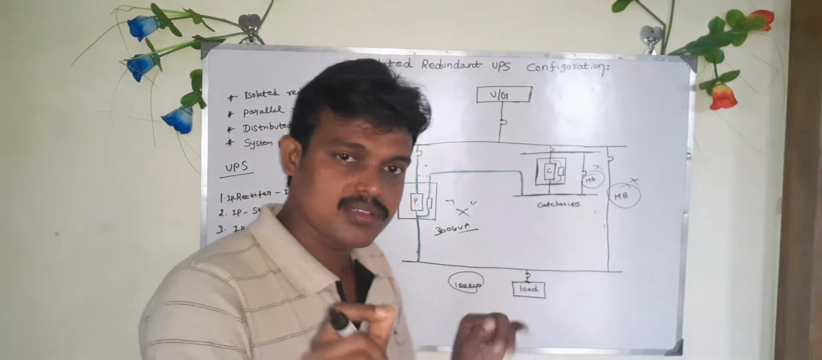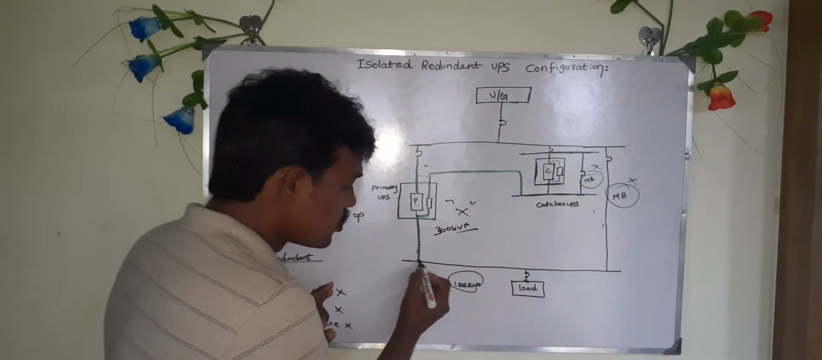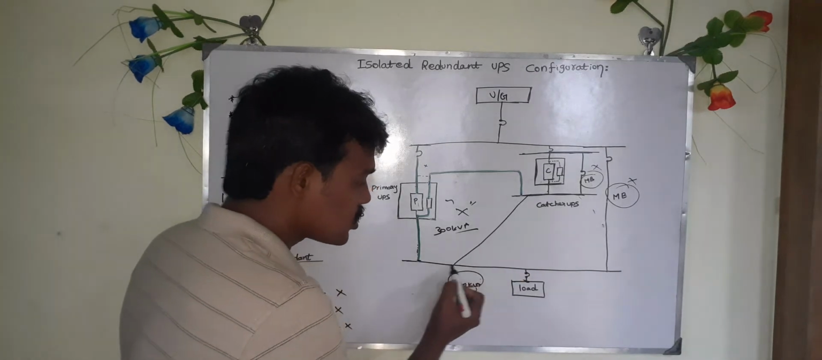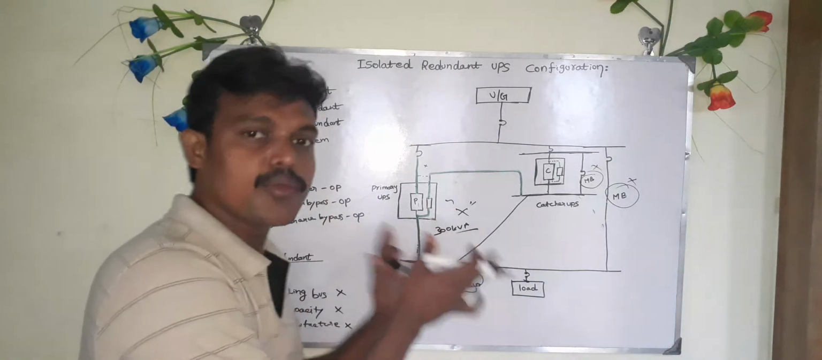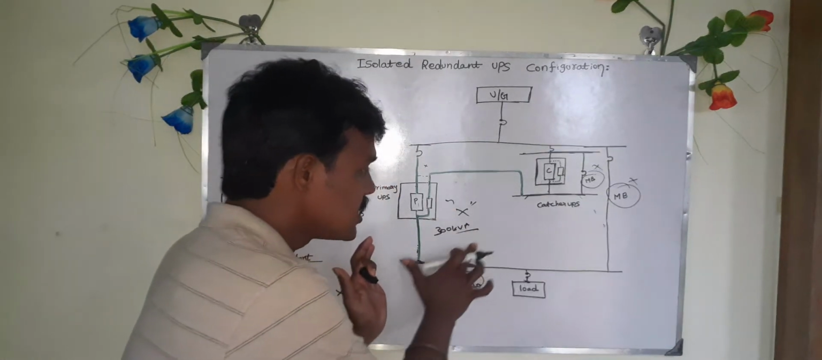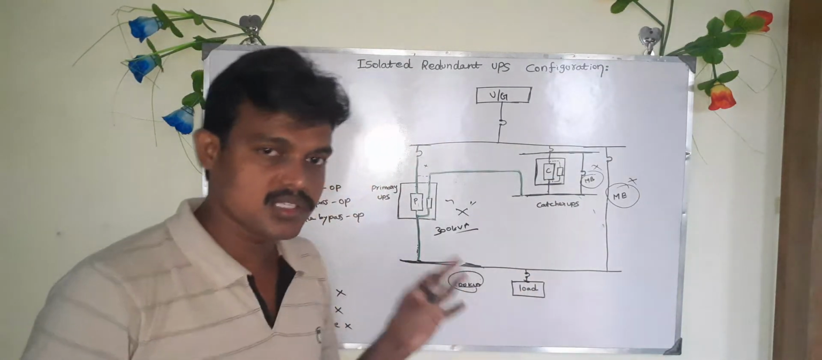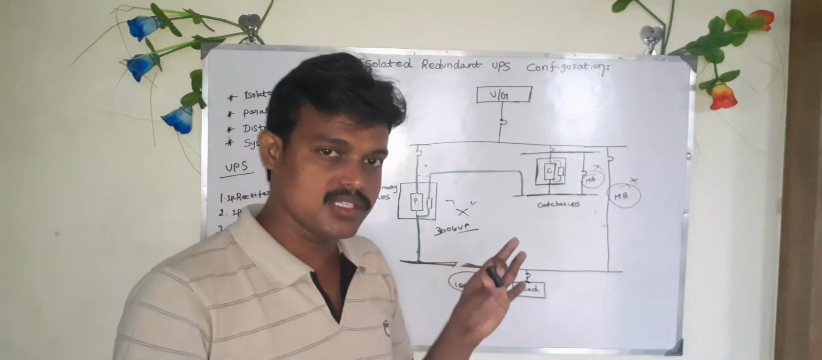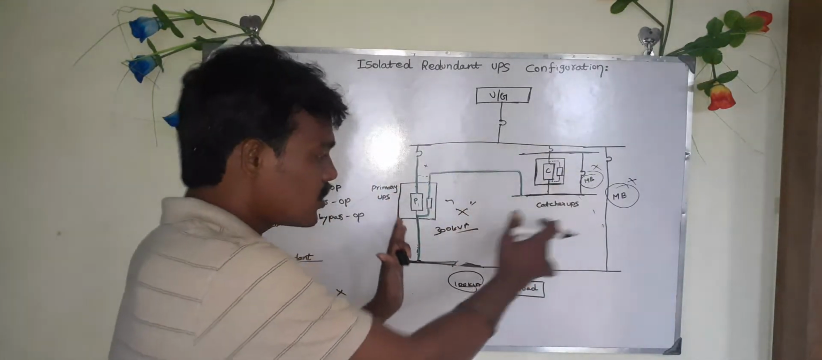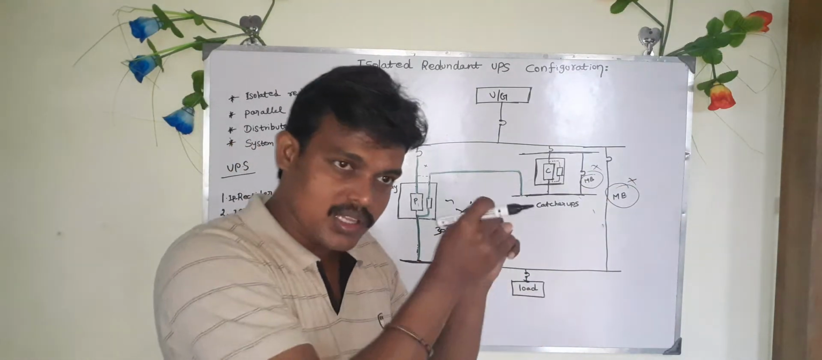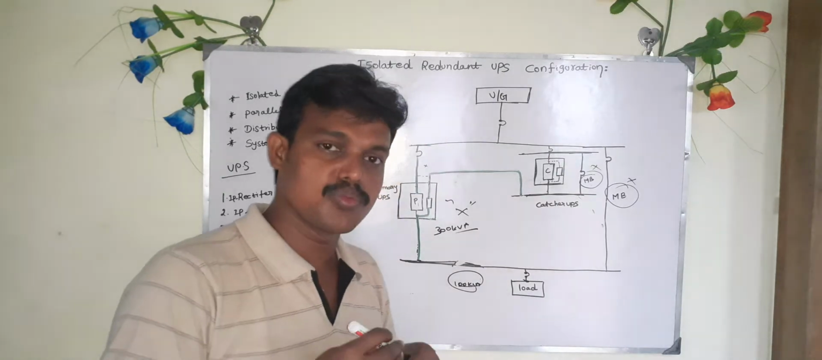And you don't have to make a paralleling bus. A paralleling bus means the outputs of both UPS are connected in parallel. This is called a paralleling bus, and it is not required in this system. Why? Because it is a different configuration. In the parallel redundant configuration, both UPS outputs come to one single bus bar, and from that you feed your load. Okay, that is how it works in the parallel redundant UPS system.